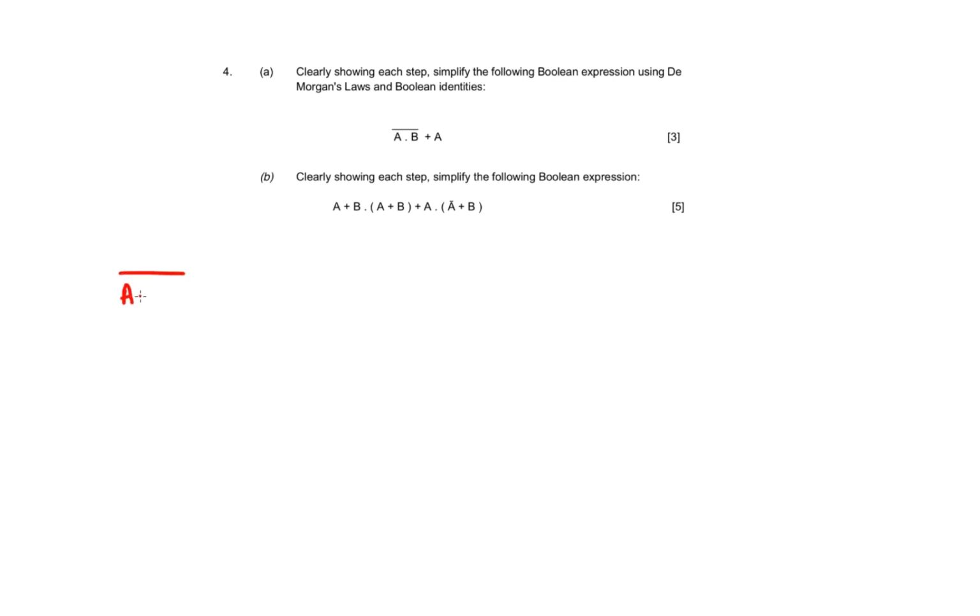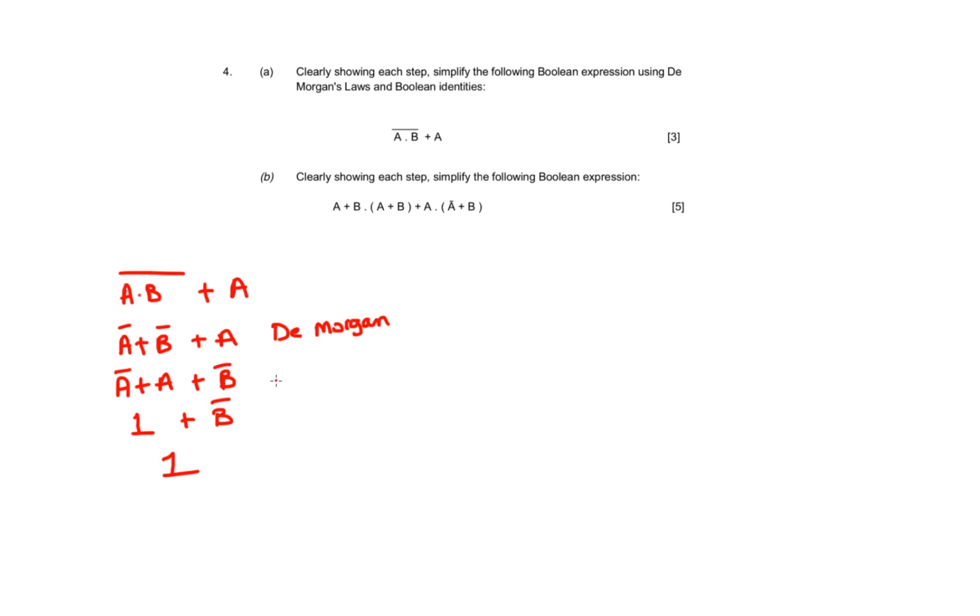So redrawing this, I've got not A and B or A. The first thing I've noticed I need to do here is De Morgan's law, which is an A2 skill. I break the bar, I change the sign from an and to an or. Then I use the commutative law to swap round not B or A. And then I do not A or A. That gives me 1. And then with that 1, I'll do 1 or not B, which gives me 1 because the OR rule states that as long as I've got a 1 on either side, I'll always have 1. And that simple breakdown gets me 3 marks.